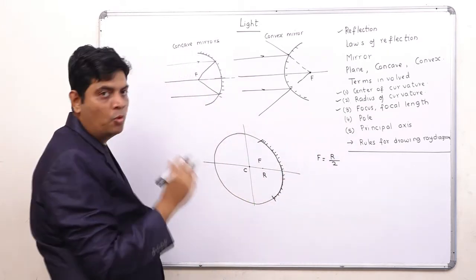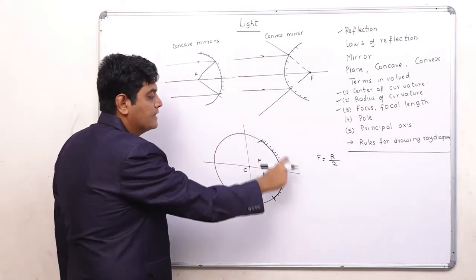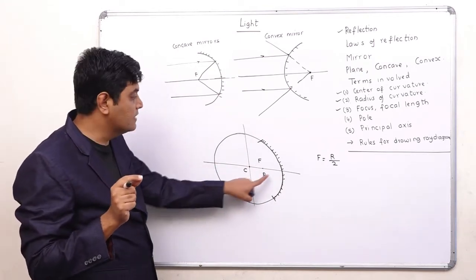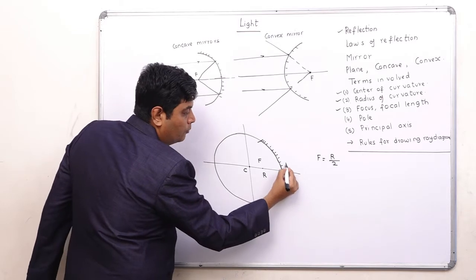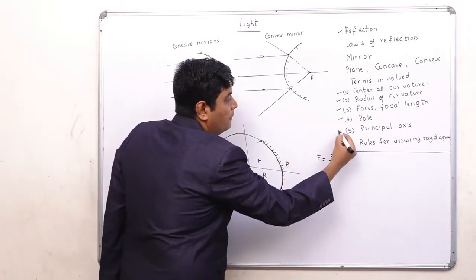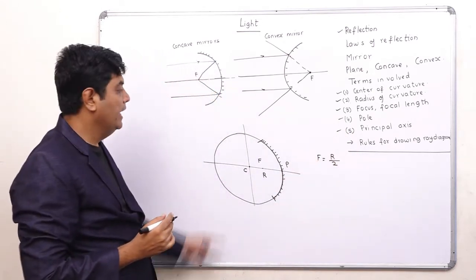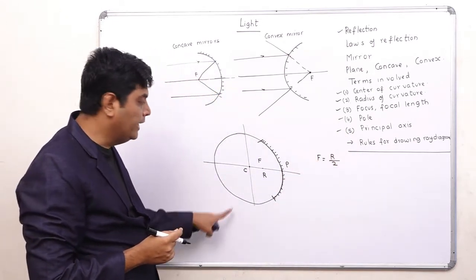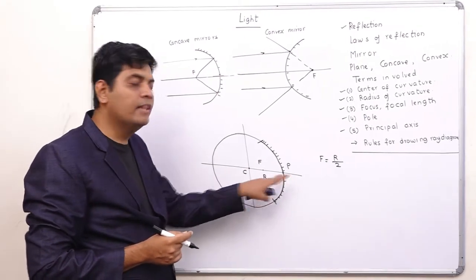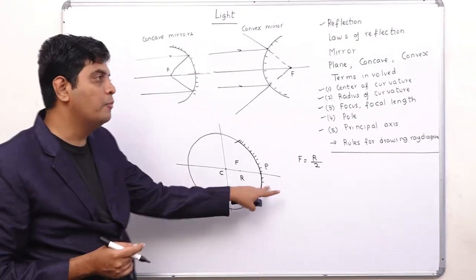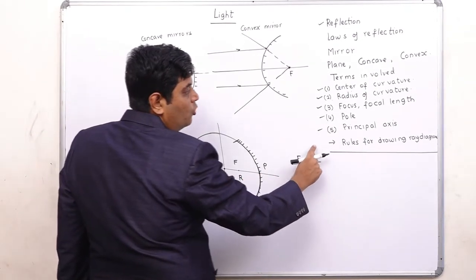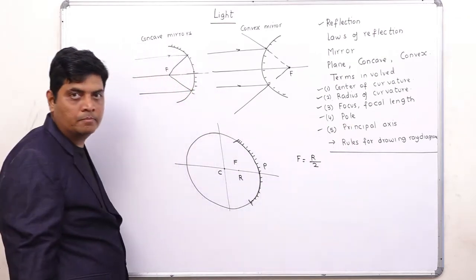Next we will study about pole. What is pole? Pole is the center of the mirror. It is not the center of the sphere, it is the center of the mirror. So here it is your pole. Next, principal axis. What is principal axis? Imaginary line joining the center of curvature and the pole, or the focus and the pole, because center of curvature, focus and pole lie in a straight line. The imaginary line joining all of them is known as principal axis.